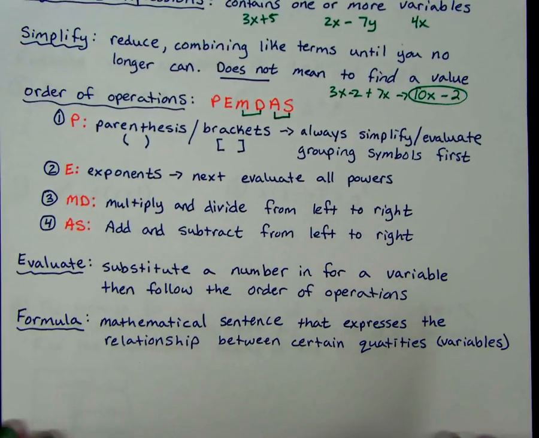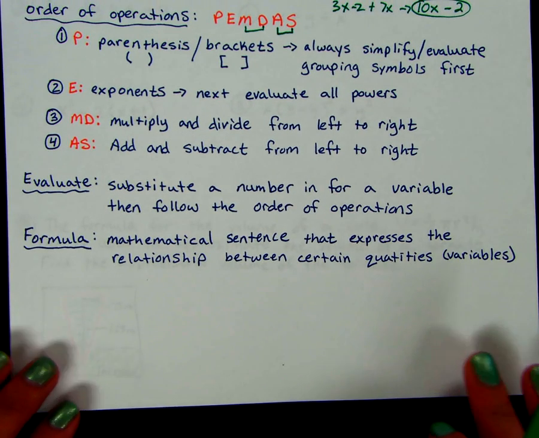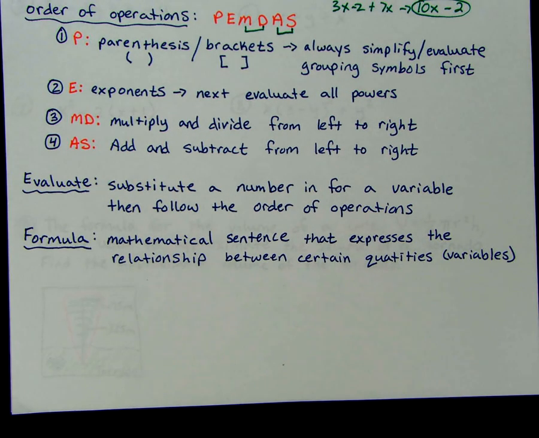Another important vocabulary term is evaluating. So when we evaluate, we are going to substitute in a number. Now it could also be an expression, but we're substituting something in to a variable, and then we're following the order of operations to simplify. Now again, depending on what we're substituting in, we are either going to end up with a single value at the very end, or we could also end up with an expression depending on if what we substituted in had variables.